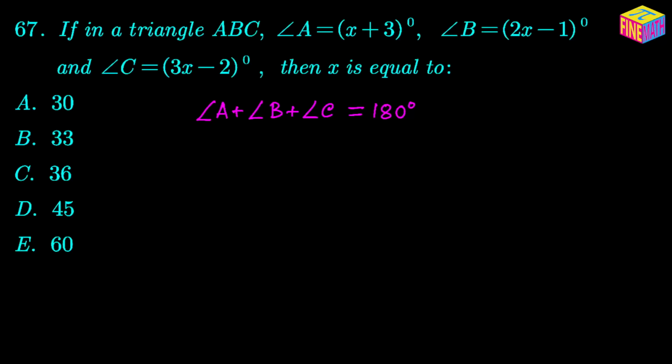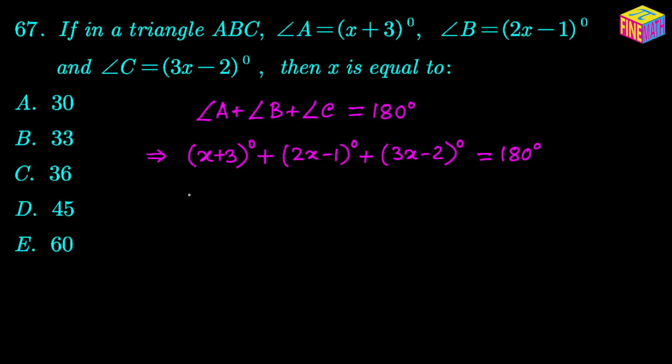Now let's substitute the values of angle A and angle B and angle C. So from here, can we write it like this? In place of A, I am going to write x plus 3 degrees, and in place of angle B, I am going to write 2 times x minus 1 degrees, and in place of angle C, I am going to write 3 times x minus 2 degrees, that is equal to 180 degrees.